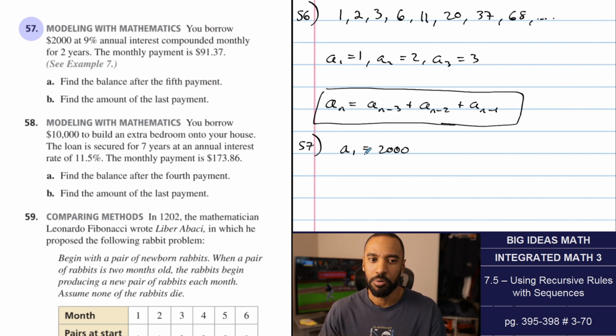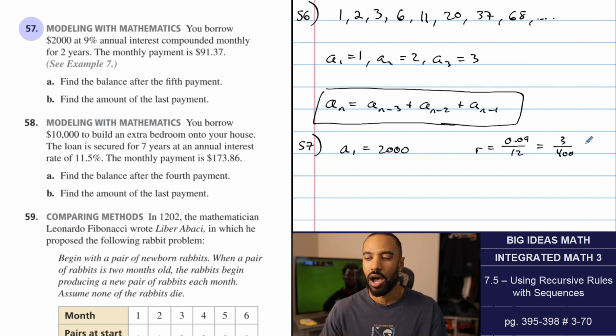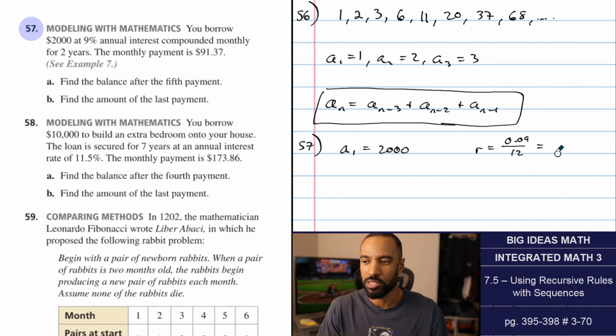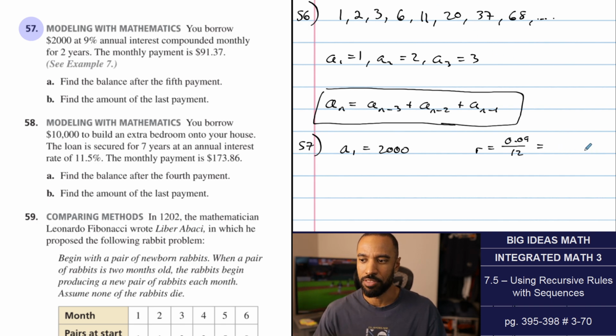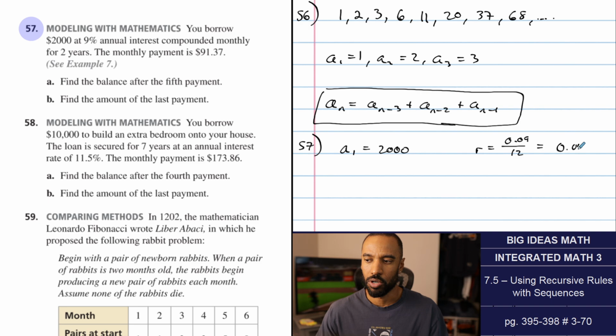And then from there, the 9% annual interest compounded monthly, your common ratio has to divide the 9% by 12. Now, 9/12 is 3/4, so 0.09 over 12 is 3/400. There's a better decimal than that. If 9/12 is 3/4, which is 0.75, then this is 0.0075. There we go. That's easier to write.